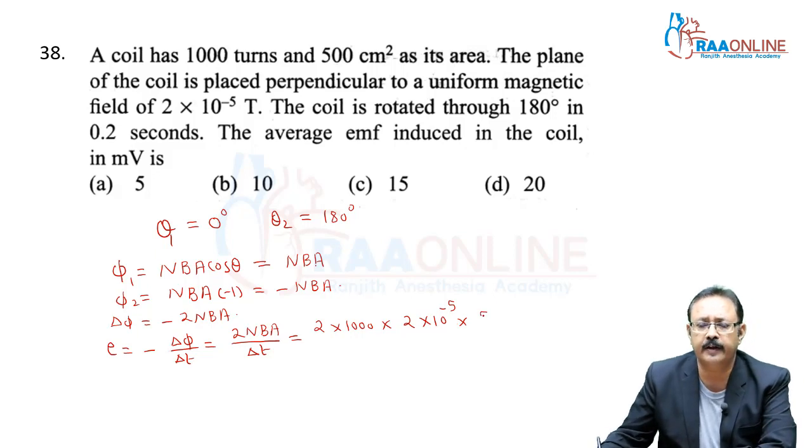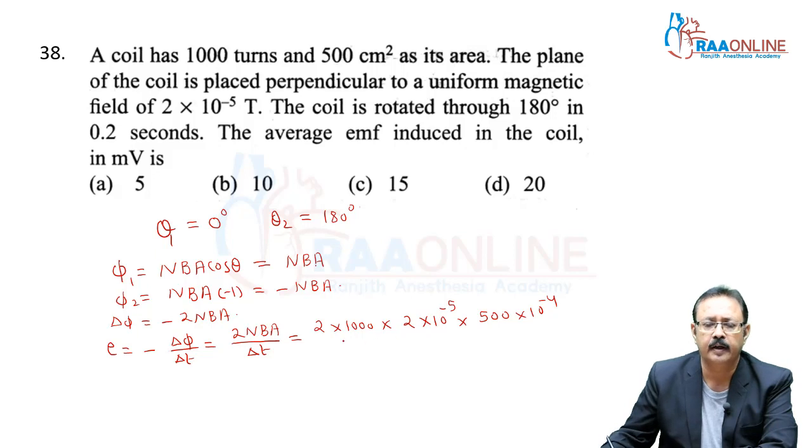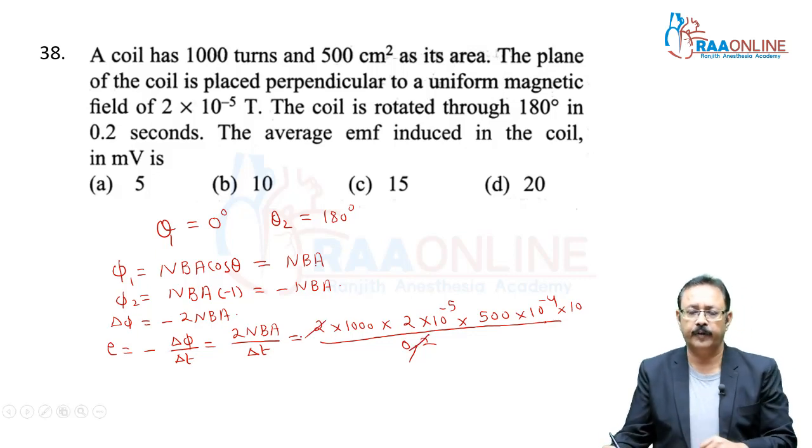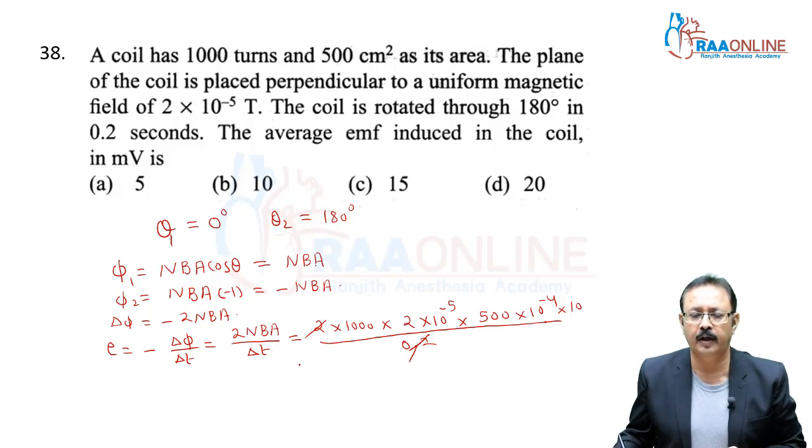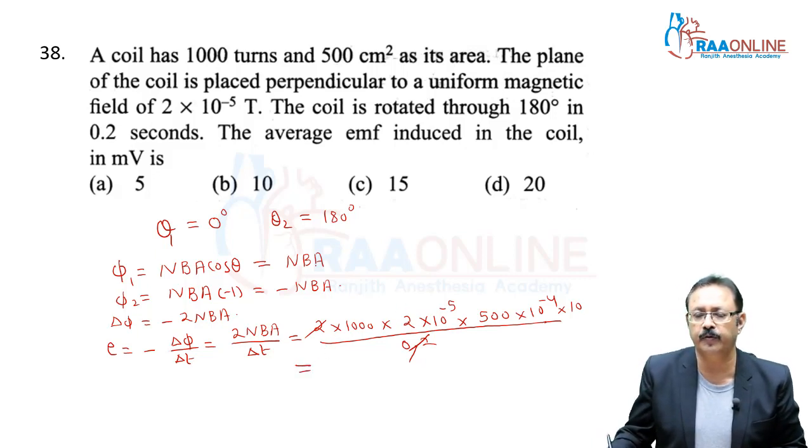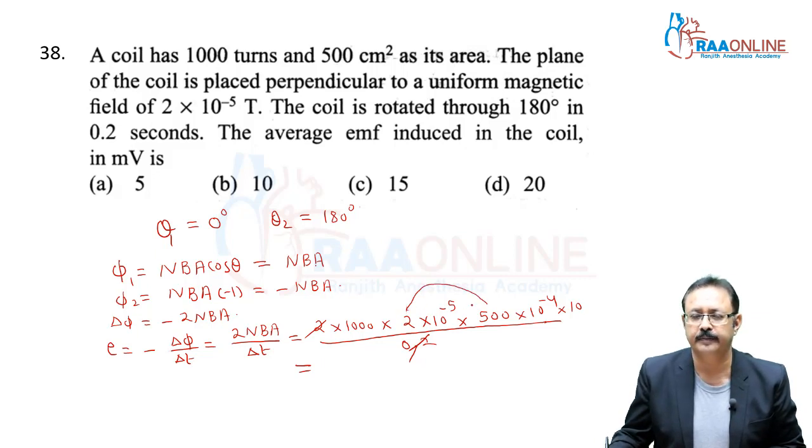Area is 500 centimeter square, means 10 to the power minus 4 meter square. Time in this process is 0.2 second. So remove this decimal, put 1 0 in numerator, cancel 2 with 2. What now we are getting? Only zeros. 5 into 2, 1 0 you will get from this. So 2 into 500 will give you 1000.